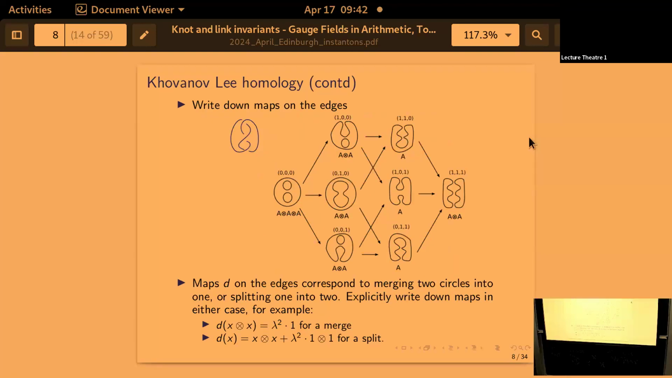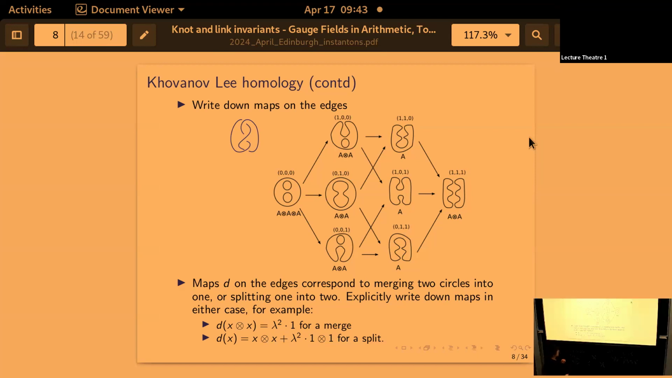And then you can write down maps along the edges of your cube. I only wrote down some of these maps, but you can write them all down very explicitly. Because of the way we arranged these diagrams, each edge goes from either a 0 to a 1 or a 1 to a 0 at one place, and at the other places it's doing nothing. Because of that, it either corresponds to splitting one circle into 2 circles or merging 2 circles into 1.